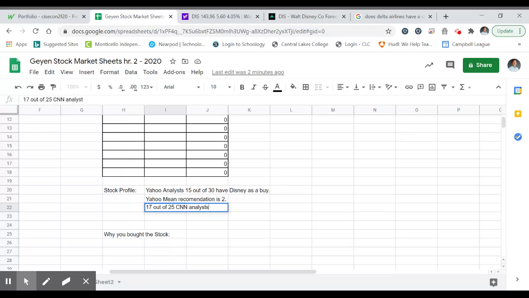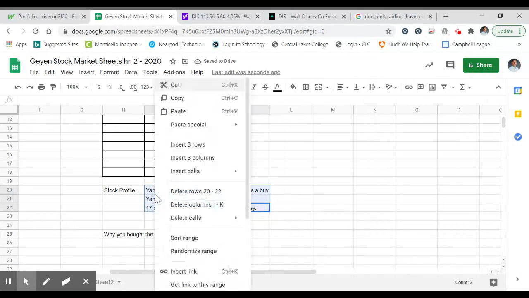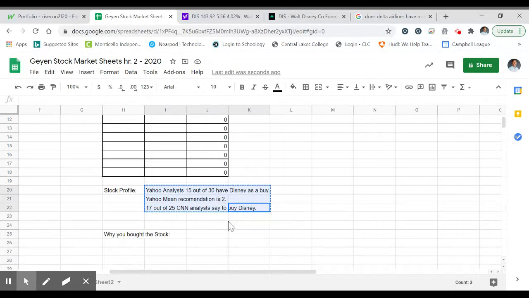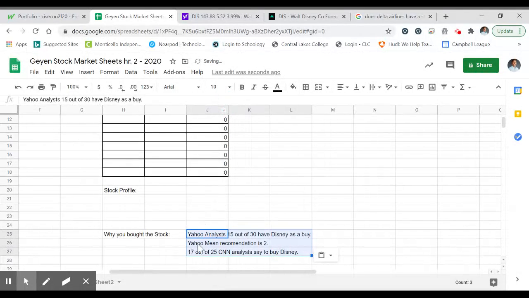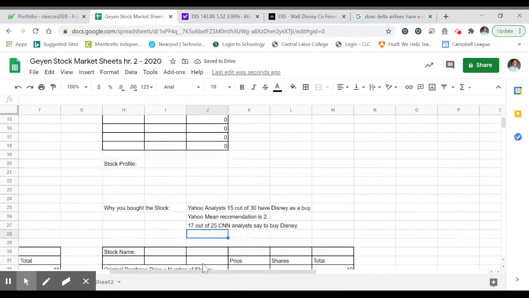So I have 3 things here. I'm actually going to cut and paste right down here for why I bought the stock. Remember, I can't just say, "Hey, I love to watch Disney Plus, and it's got some of my favorite movies on it." So here's good reasons why you should buy the stock.